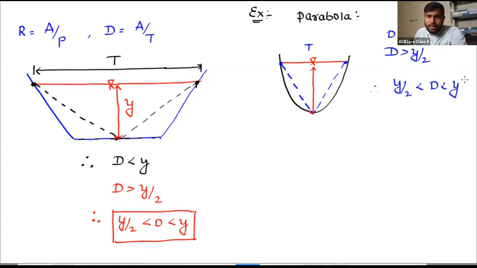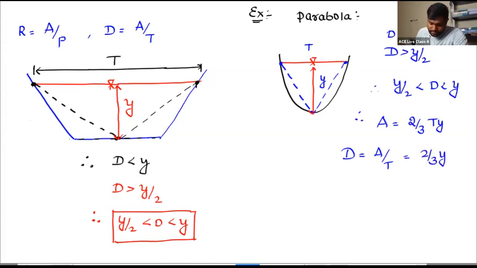Now let's check. If I take D is going to be Y, what is the area of the parabola? The area of this portion, I hope you can understand this, right? The area of the parabola is going to be 2/3 of the rectangular area, 2/3 of T times Y. So what is D? D is nothing but A by T.